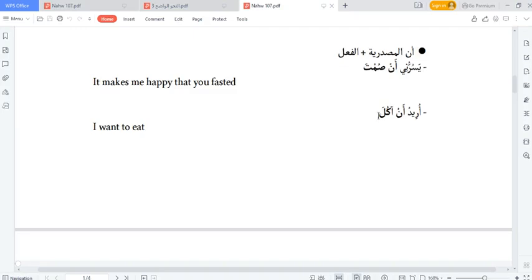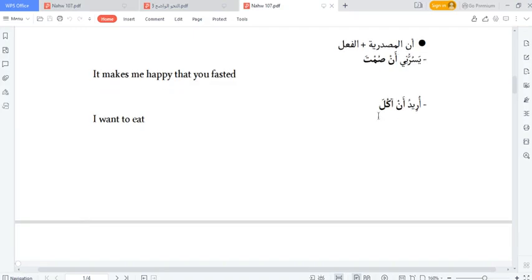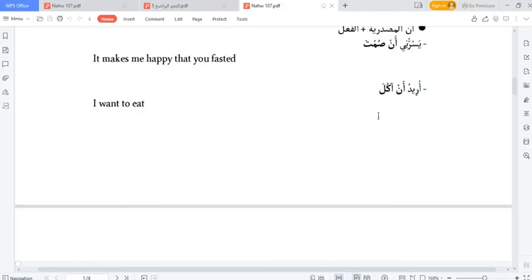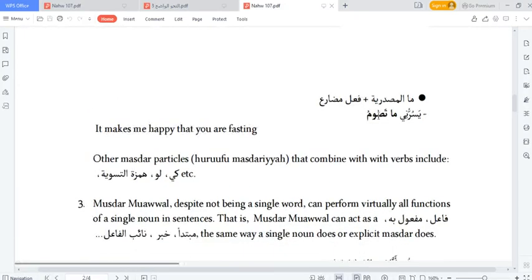Both of them give us masdar mu'awwal. So moving on. Then lastly we have ma al-masdariyya plus fi'l mudari, plus jumla fi'liyya. So we have yasurruni ma tasumu. So it's not ma mawsula or ma nafiya, no, but in this context this is ma al-masdariyya. So what does it mean? It makes me happy that you fast.